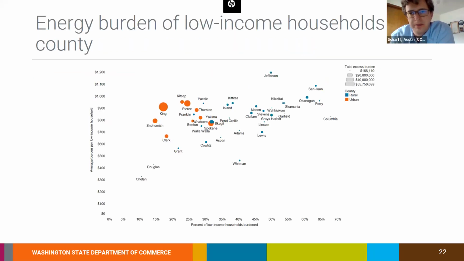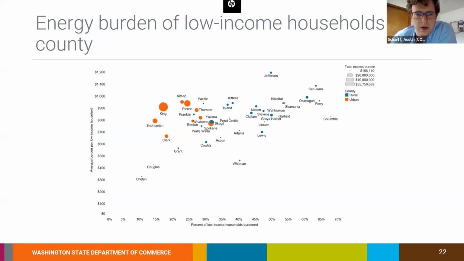So from that tool, we were able to look at energy burden across counties in the state. What you'll see here on the left-hand side of this chart is the average burden per low-income household, from 0 to a little over $1,200. On the bottom, you have the percent of low-income households burdened, from 0 to about 70%. The size of the dots represents the total excess burden in that county, and the color of the dots represents whether the county is rural or urban, as defined by the Office of Financial Management here in Washington State.